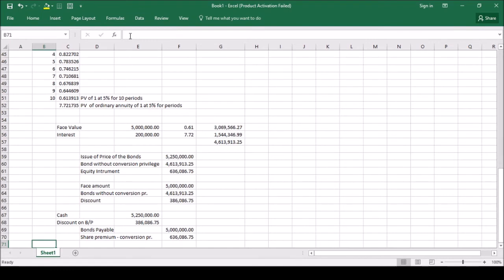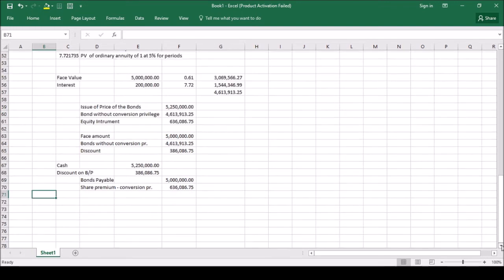Sa dalawang assumption, na-compute po natin yung conversion privilege at yung discount. Okay? Because the problem dito naman, it's a discount. Sir, what if premium? Same. Kung premium naman, same way or same steps pa rin yung gagamitin. Sir, what if pag dumating na ang panahon na magko-convert na ng bonds?